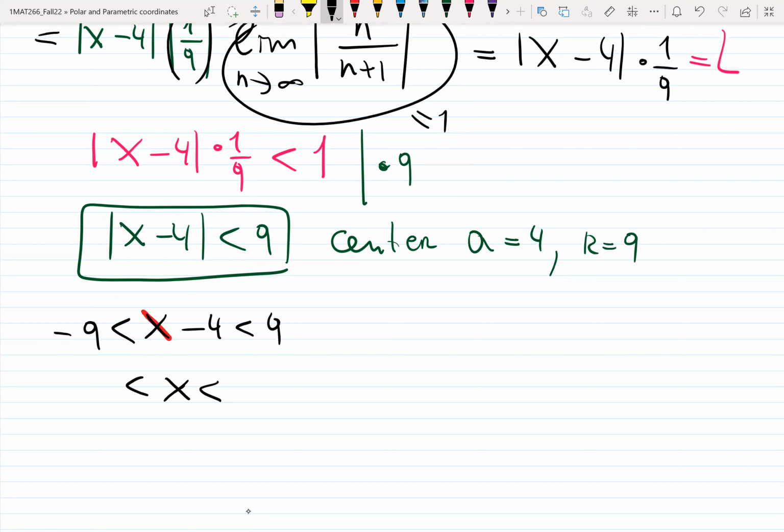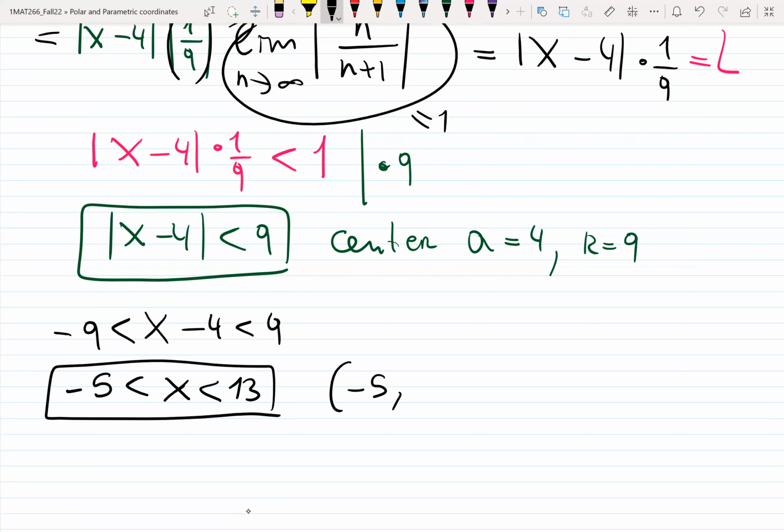x is 9 plus 4, that's the easy one, 13. Minus 9 plus 4, minus 13, right? No, but somehow many people gave me that answer. I don't know why. Minus 9 plus 4 is, that took me a while, minus 5. So that is the answer. The interval is from minus 5 to 13.